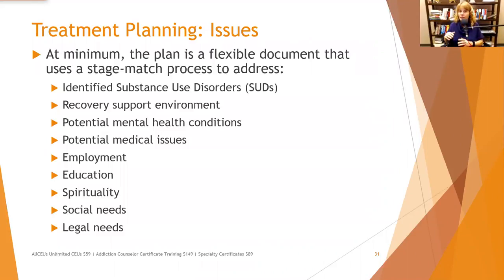Somebody may be in the action stage of readiness for change on their substance use, but not ready to do a lot about their anxiety. It's usually the opposite, but whatever. So you need to make sure that you stage match by issue, because the person is not just going to be globally in the action stage of change. There are going to be some things that they're not really that ready to work on yet. You want to identify potential medical issues, employment, education, spiritual issues, social needs, and legal needs. And there are other things like childcare and other wraparound services that can go into this too, but these are the big ones.